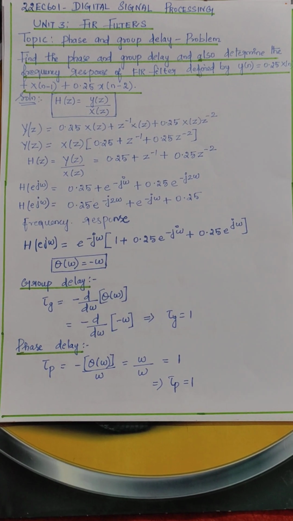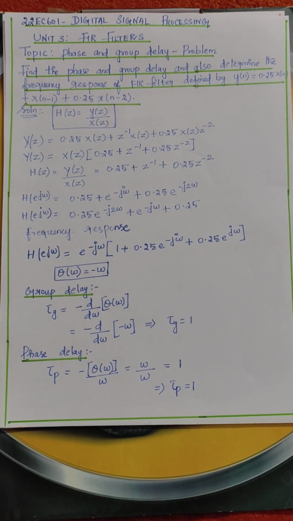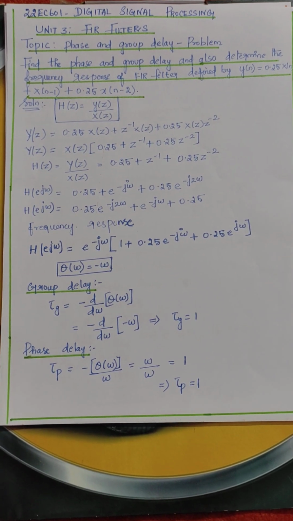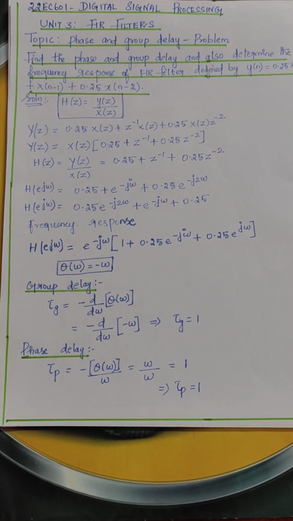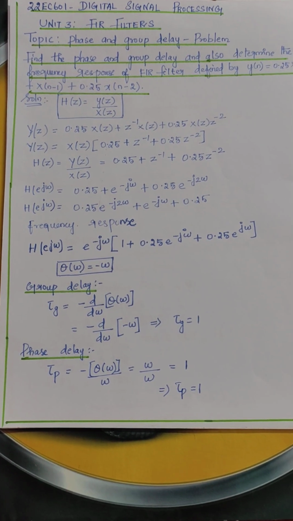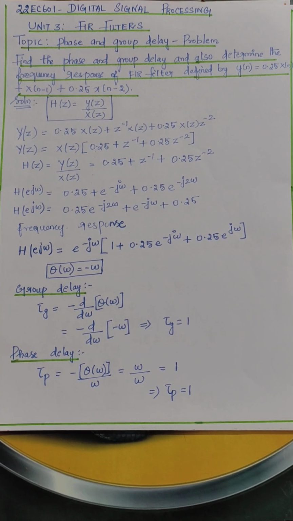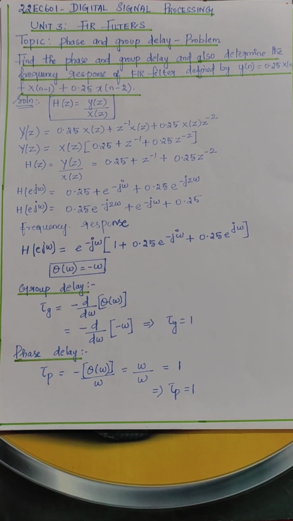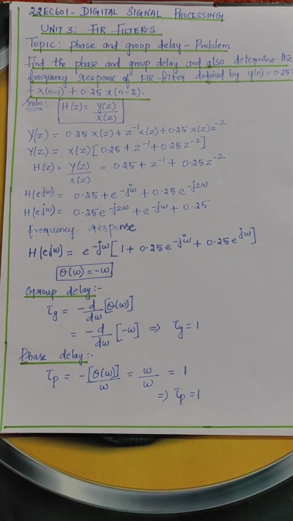Very, very important. Students will not check this kind of problem; they will see only window type problems and frequency sampling technique problems instead. Question: find the phase and group delay and also determine the frequency response of the FIR filter defined by y of n is equal to 0.25 x of n plus x of n minus 1 plus 0.25 x of n minus 2. I'll repeat the question.